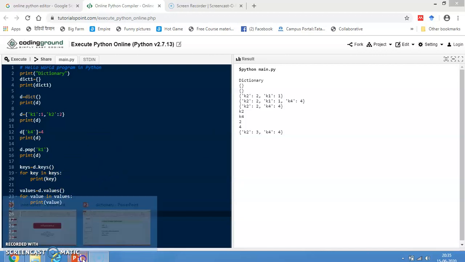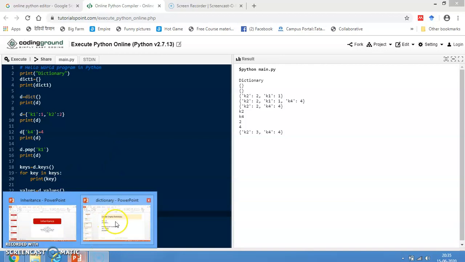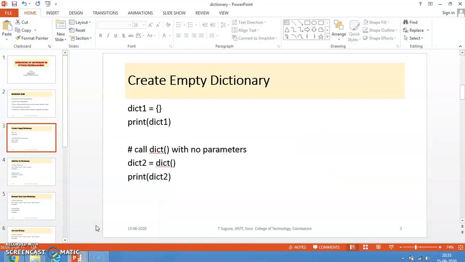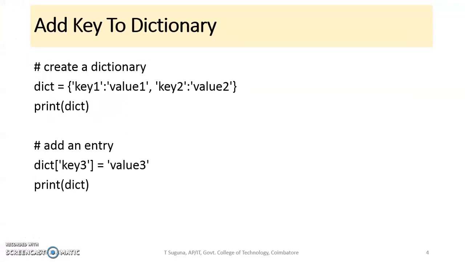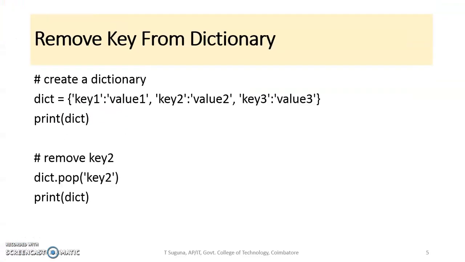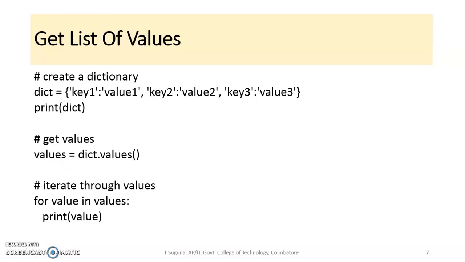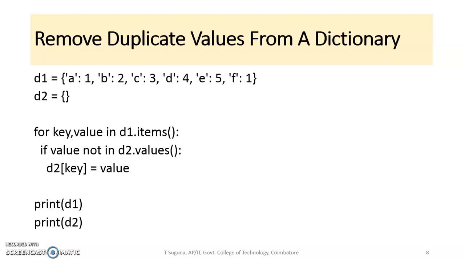Before discussing the next operations, removing duplicates and merging, we just go through the slides which demonstrate the operations of a dictionary. How removing a key from a dictionary works: we have created a dictionary, then used a pop operation to remove an element from it. We already discussed this in the executed example. Then getting a list of keys and a list of values. Then this is the next operation which we are going to do.